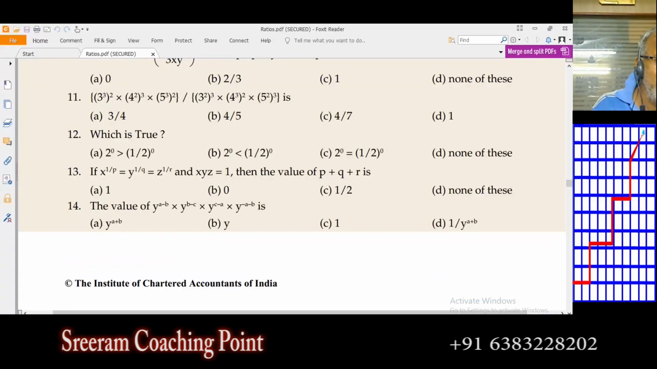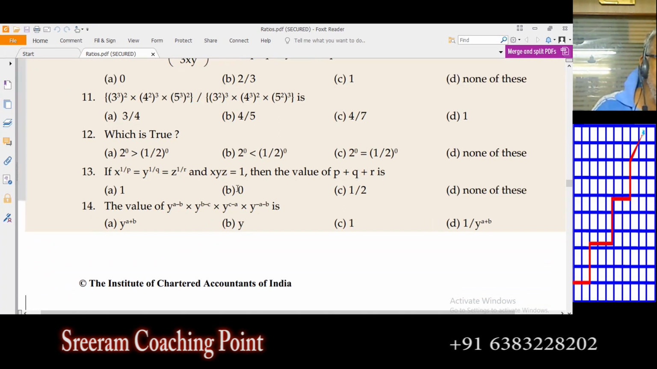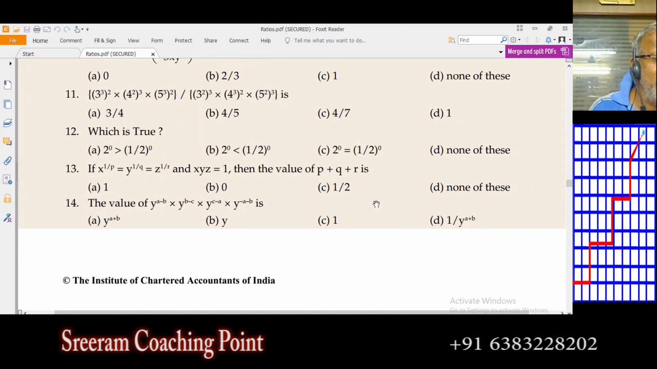Now what was the question? P plus q plus r equals 0. So the correct choice for question number 13 is 0.